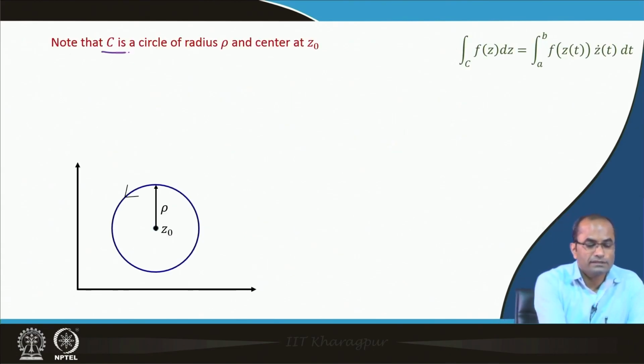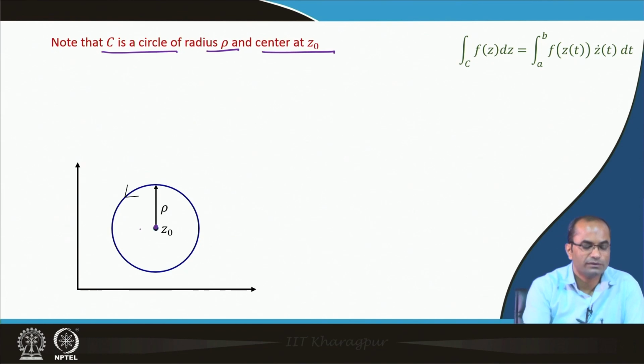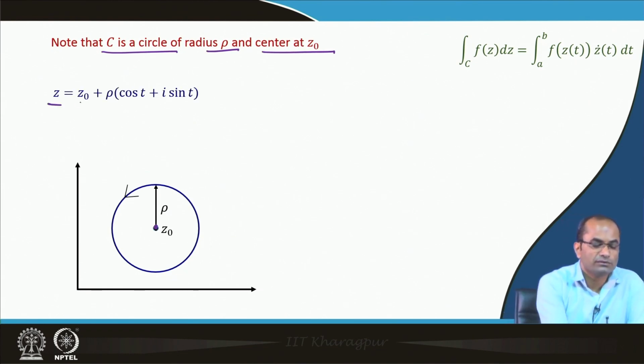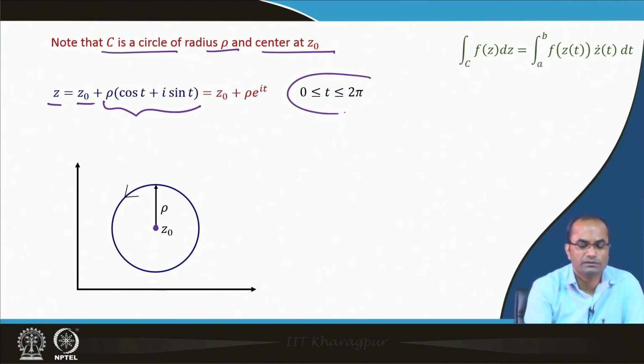So, if C is a circle of radius rho and center z0, we have to parameterize this. So, we have the center z0 and the radius rho, we can parameterize this easily. So, z is equal to z naught plus rho, where rho is the radius here, times cos t plus I sin t. So, as we move along this t from 0 to 2 pi, we will be moving in this direction on this curve.